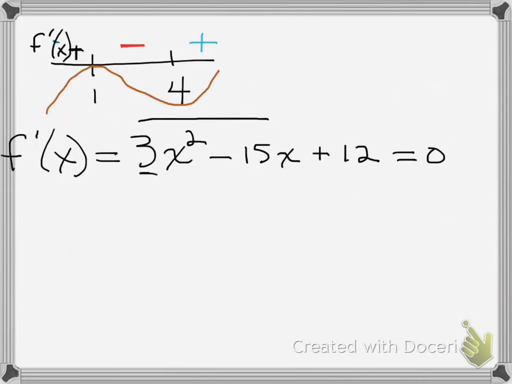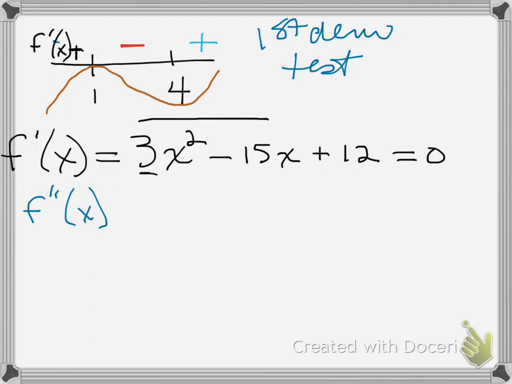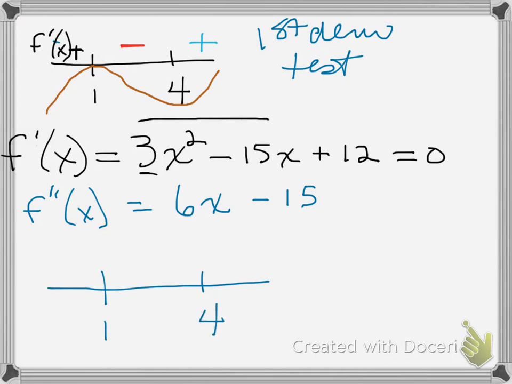Okay, so now I'm going to use some of the tidbits I have on this page to do the second derivative test. You can see right here on the top, I have the first derivative test, and the statement was on the previous page, so I'm not going to redo the statement here. Now let's take your unfactored first derivative and get the second derivative. That's going to be 6x minus 15. So I'm putting 1 and 4, my critical values, on my sign chart. Here is my second derivative test.